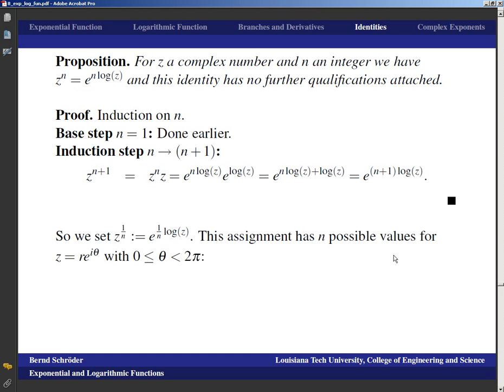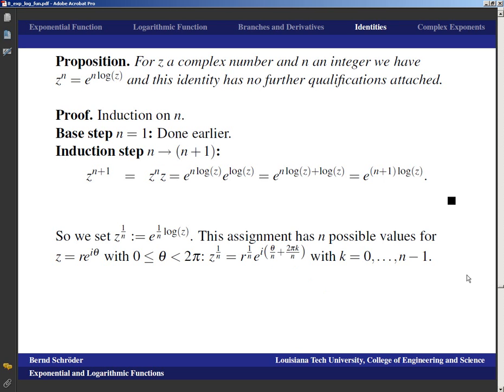And this assignment now has n possible values for z equals r e to the i theta, with theta being between 0 and 2 pi, where 2 pi is excluded. Namely, z to the 1 over n is r to the 1 over n e to the i theta over n plus 2 pi k over n, where k goes from 0 to n minus 1, and that's because if you raise this to the nth power, then this part back here becomes 2 pi k if you multiply it with n, and of course e to the i 2 pi k gives us 1 when you stick it into the exponential function.